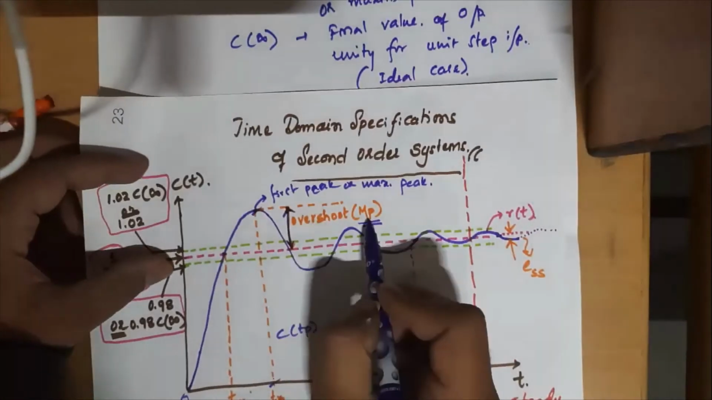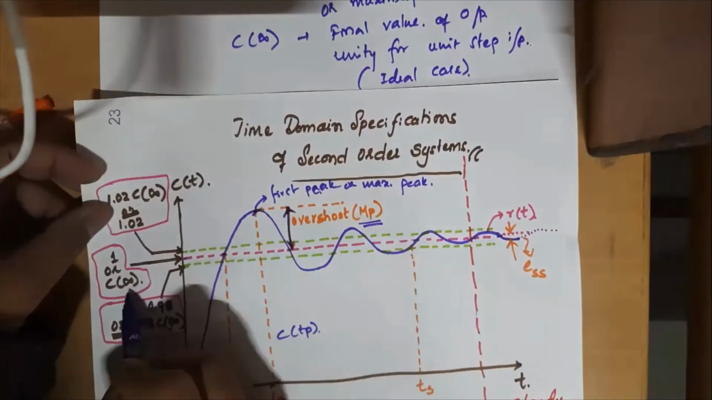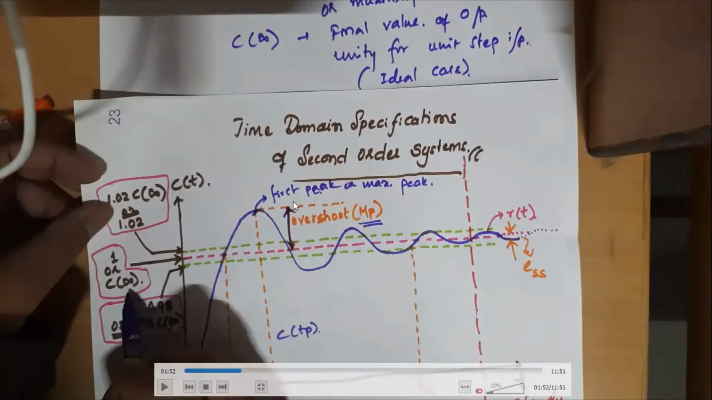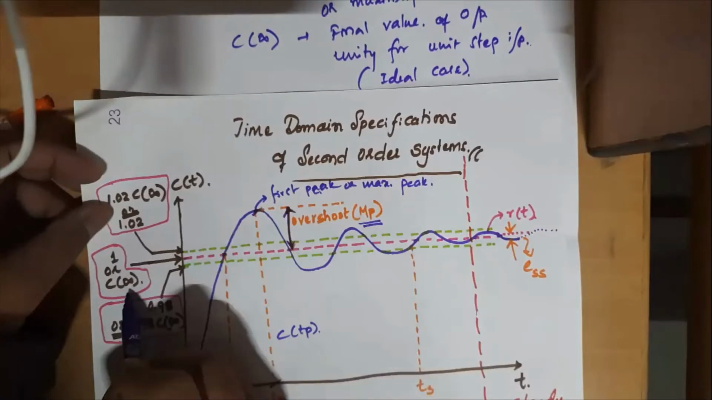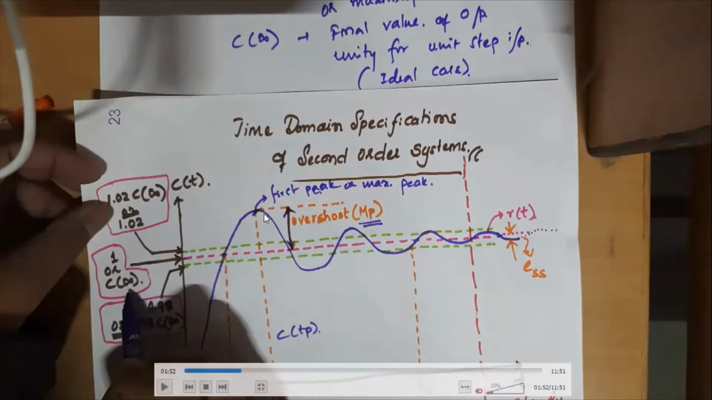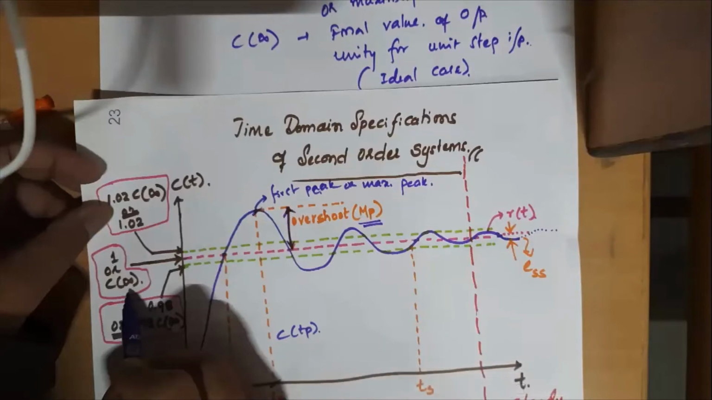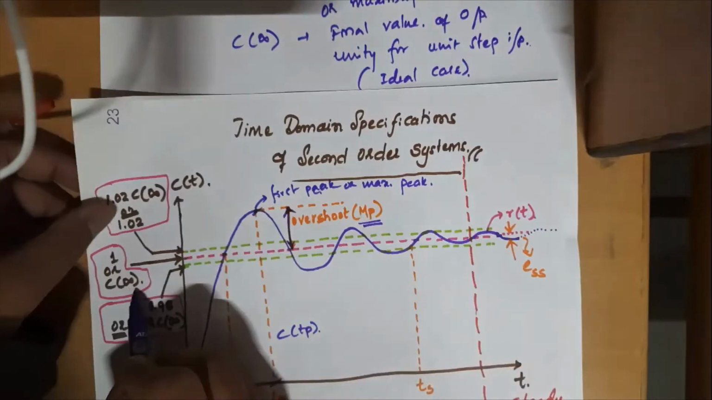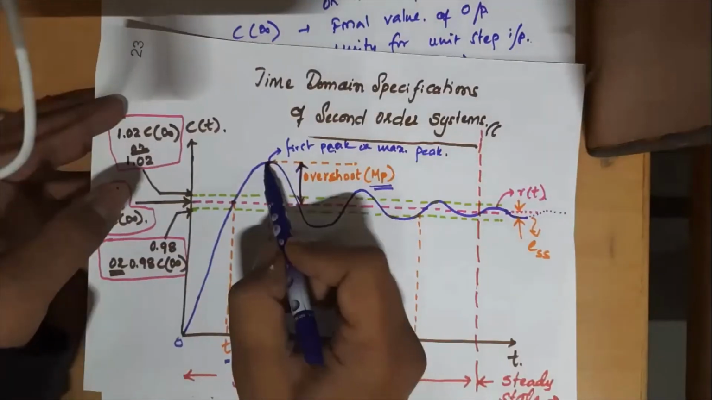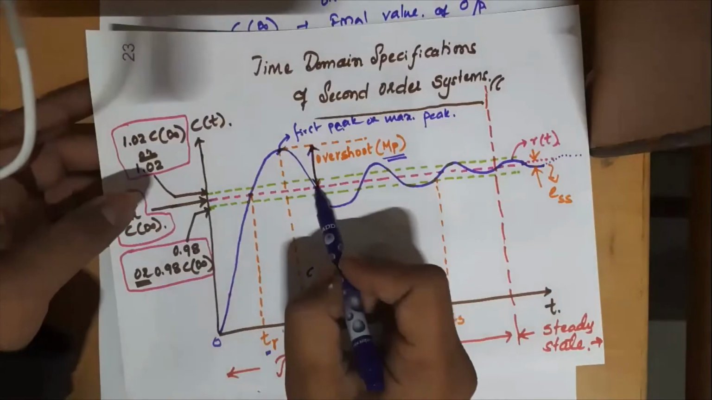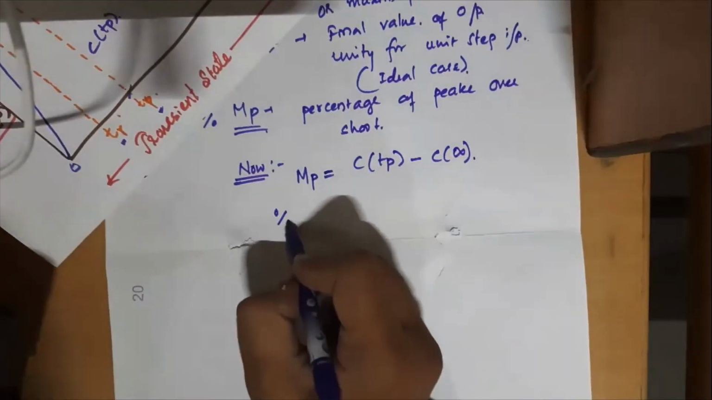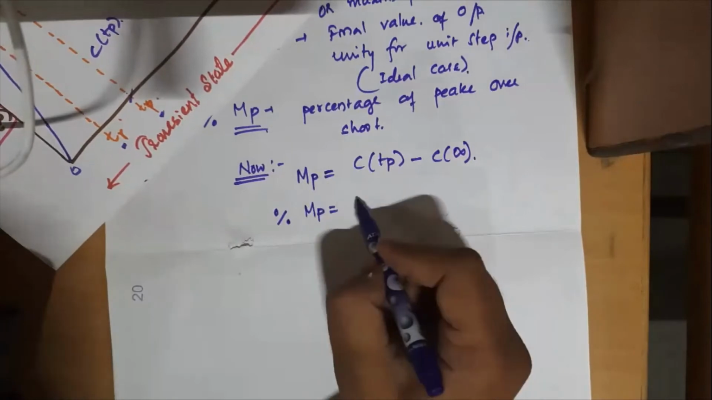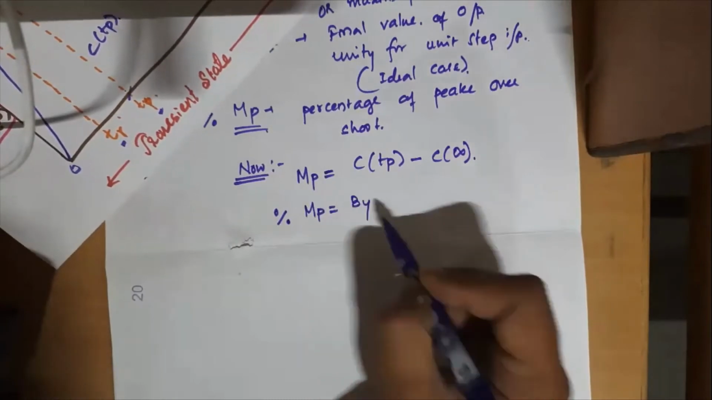Now look at this diagram and let me write what Mp is. Just this much of magnitude. How can I write this Mp? It's very simple. It is this value minus the final value. I just need the magnitude of overshoot, how much overshooting is happening. So when I need magnitude, it is the difference between this value and the final value. So one can write Mp as C of Tp minus C of infinity.